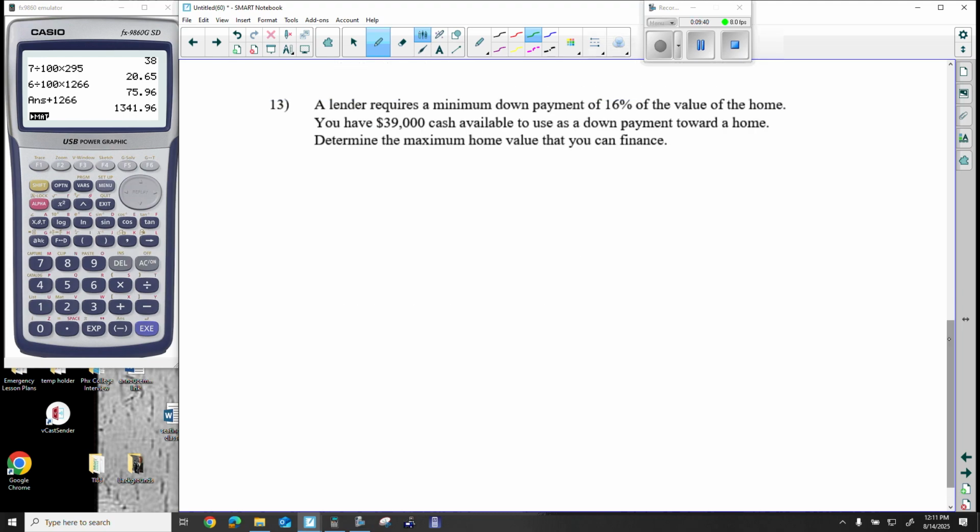Here, a lender requires a minimum down payment of 16%. So the down payment is 16% of the home value. You have $39,000 to use as the down payment. So that 39 is the down payment. The question is, determine the maximum home value. That's the question. So the question is asking for what is the home value.